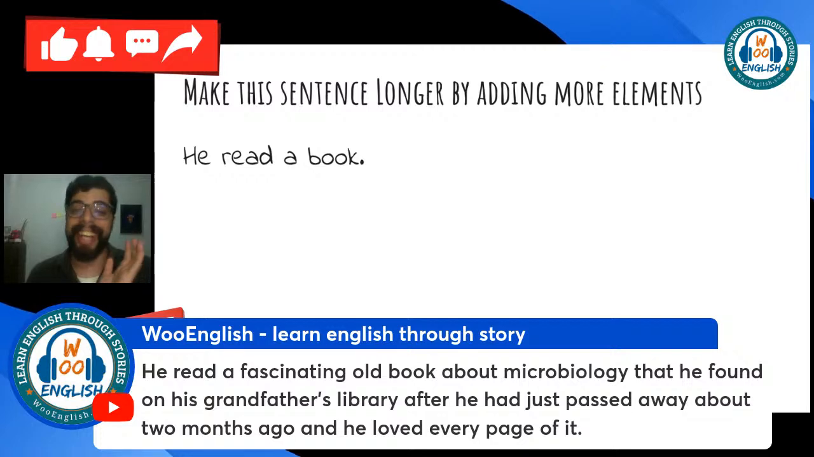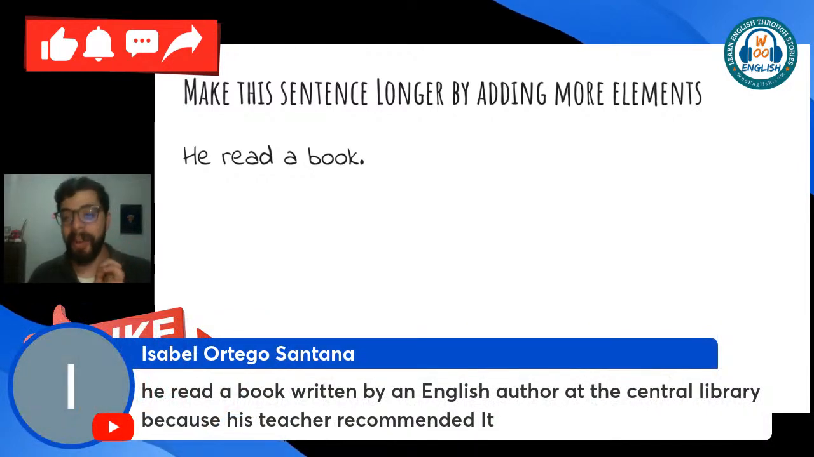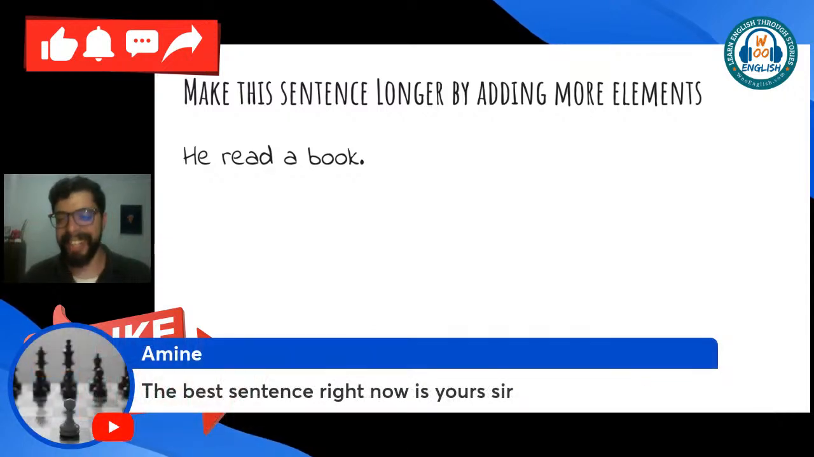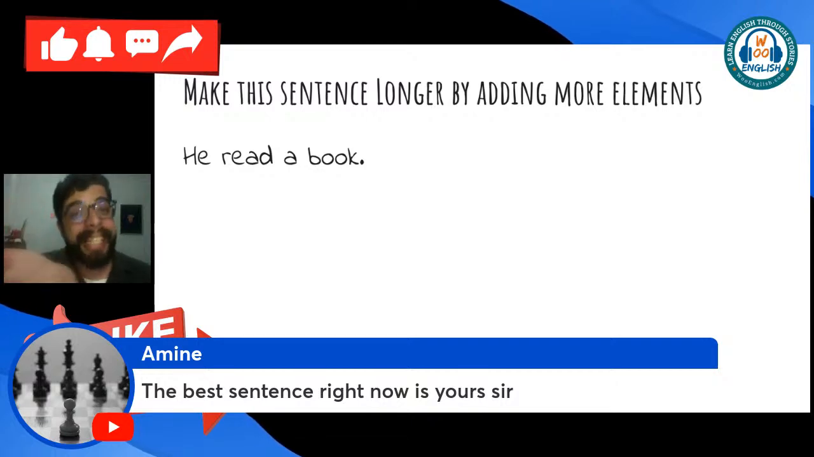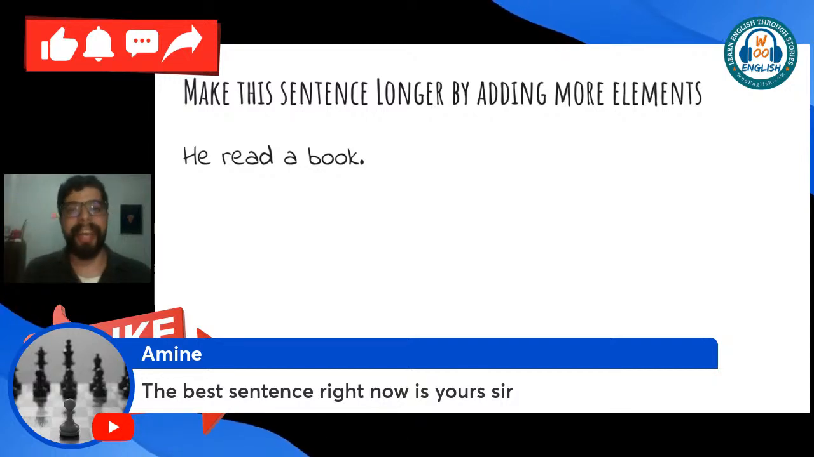But Amin still holds the record for the longest sentence for the second one. Isabel says, he read a book written by an English author at the Central Library because his teacher recommended it. That's as beautiful as it can get. I really love your sentences. So I understand you guys are not working on the quantity of words, but the beauty. Yours is long because that's the idea of this exercise, to come up with a long sentence.